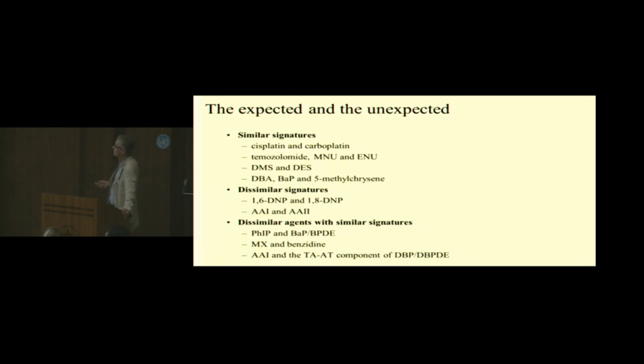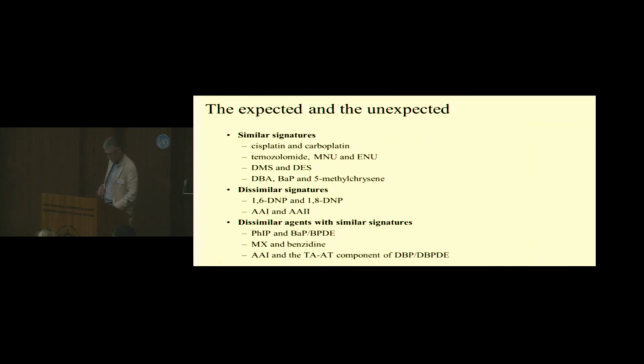Cisplatin and carboplatin, we expect them similar. These three are similar, but not what we expected. Again, PAH is similar. We also saw very dissimilar signatures from compounds that are very similar. Here are two nitro-PAHs, and here are two forms of aristolochic acid, giving dissimilar signatures. But we also saw dissimilar agents giving similar signatures, so we have to be careful how we interpret these things.